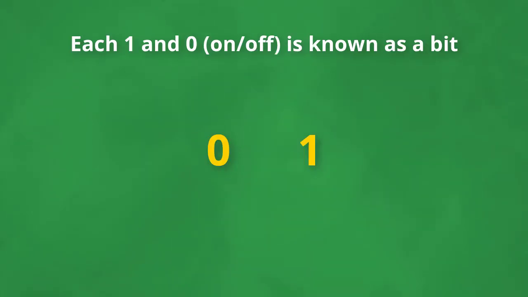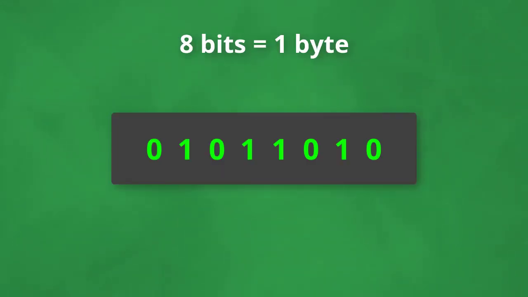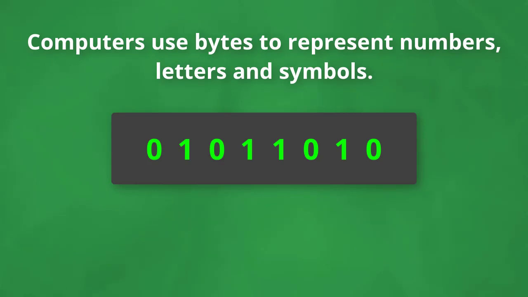These individual ones and zeros are also known as bits, and 8 of them make up a byte. A byte is the unit that computers use to represent numbers, letters, and symbols.